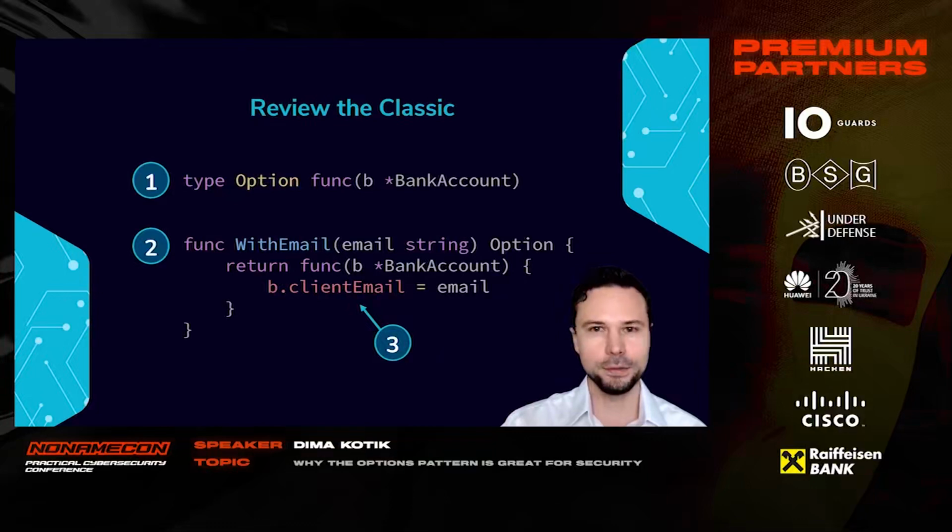And an option type is going to be just a function which takes the pointer to our engine, to our main thing that we're trying to configure. In this instance, it is the bank account. And we will then spell out one option, and we'll call it with email. It will take a string, email, and return an option. You can see the closure here being returned. And the closure will simply modify client email by applying the email string provided earlier.